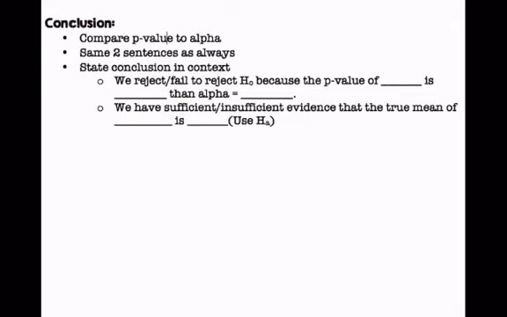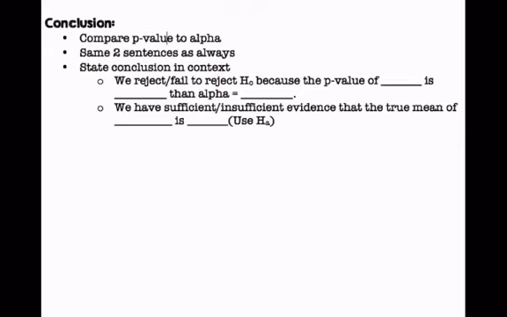For our conclusion, we're going to compare our p-value to our alpha. It's going to be the same 2 sentences that we're used to, so we're going to state our conclusion in context. So it's either we reject or we fail to reject the null hypothesis because the p-value of blank is either greater than or less than the alpha of blank. So if your p-value is less than alpha, you reject. If your p-value is greater than alpha, you fail to reject.